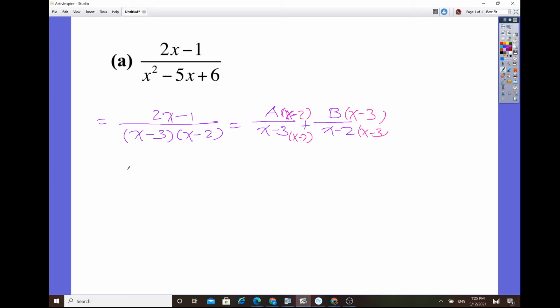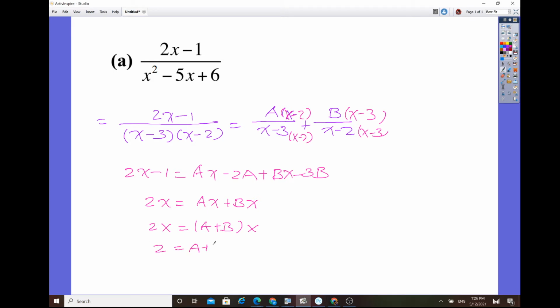So basically what this is showing, 2x minus 1 equals Ax minus 2A plus Bx minus 3B. So we just want to combine the terms involving the variable. So you want to convert that as Ax plus Bx. So this one you want to compare with 2x. So basically this is saying that the quantity A plus B times x equals 2x. So in other words, 2 equals A plus B. So we just set up one linear equation.